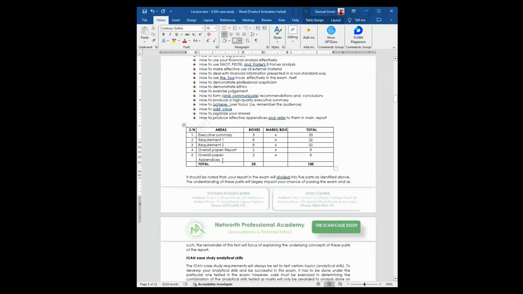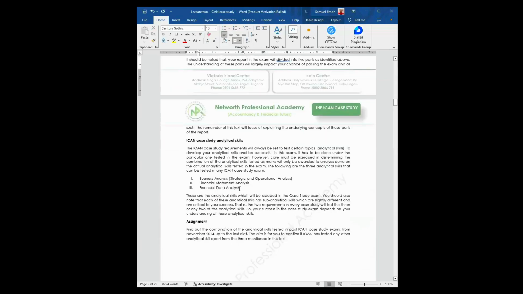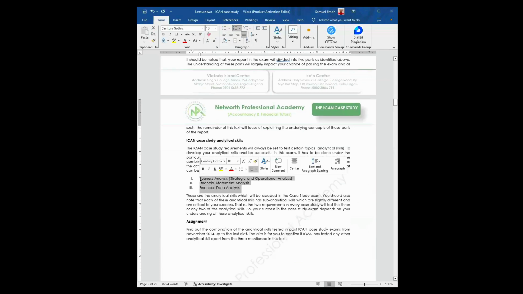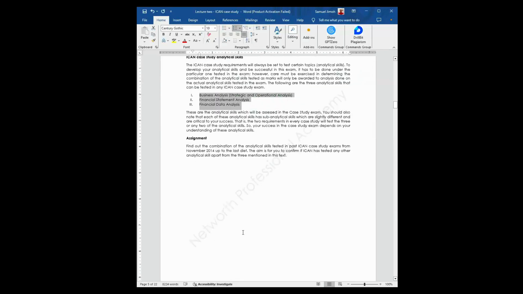I also mentioned that there are three analytical skills that can be used to analyze the case in the exam. Basically, these are the key points we discussed last week. And I think I gave you an assignment to go and look at past cases and see how these analytical skills have been tested over the years.